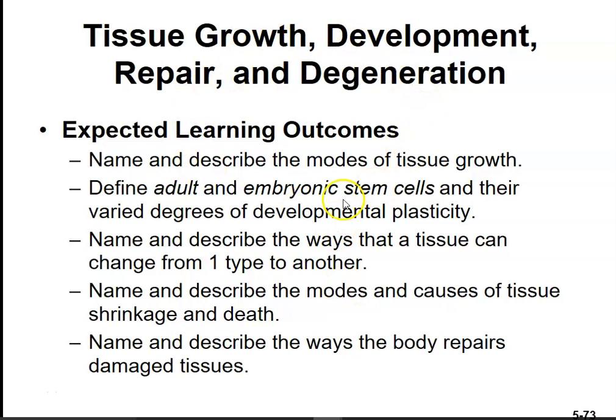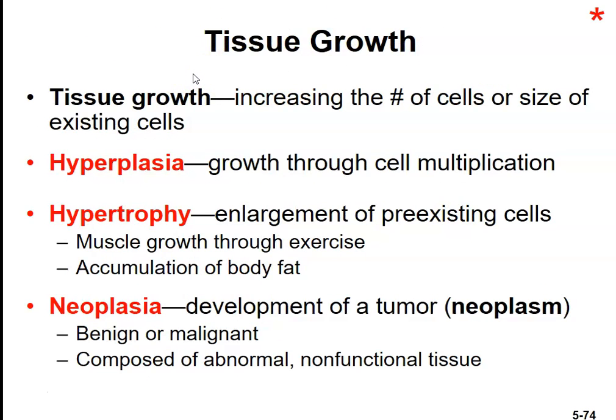The last concept of this chapter is tissue growth, development, repair, and degeneration. I'm only going to focus on tissue growth and development. Tissue growth means increasing the number of cells or increasing the size of existing cells. Hyperplasia means growth through cell multiplication, so the cell number will increase through mitosis. Hypertrophy means increase of the cell size of existing cells, so this means the enlargement of pre-existing cells.